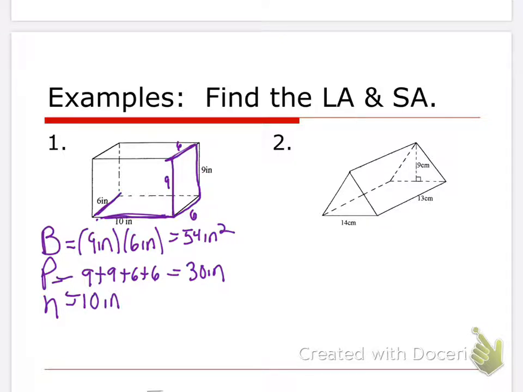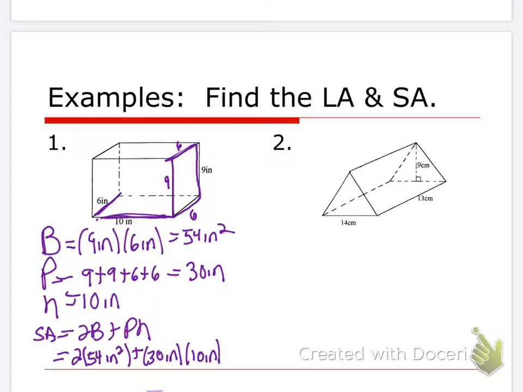So to find our surface area, you have to use that formula, 2B plus PH. So 2 times my 54 inches squared plus perimeter 30 inches times 10 inches. The first part here should give me 108 inches squared. The second part should give me 300 inches squared, for a total of 408 inches squared.